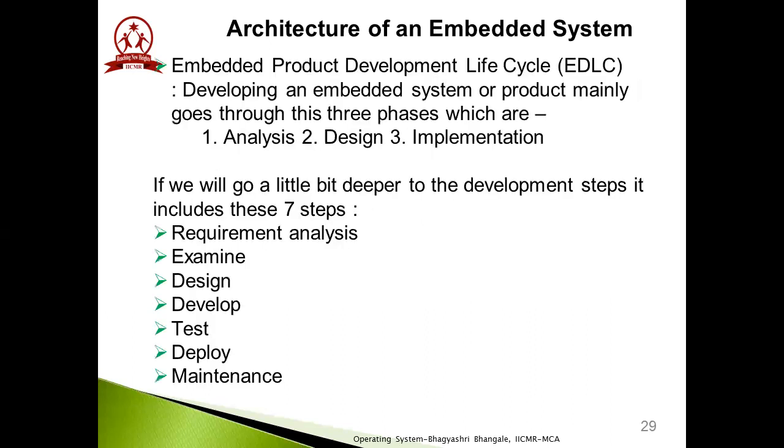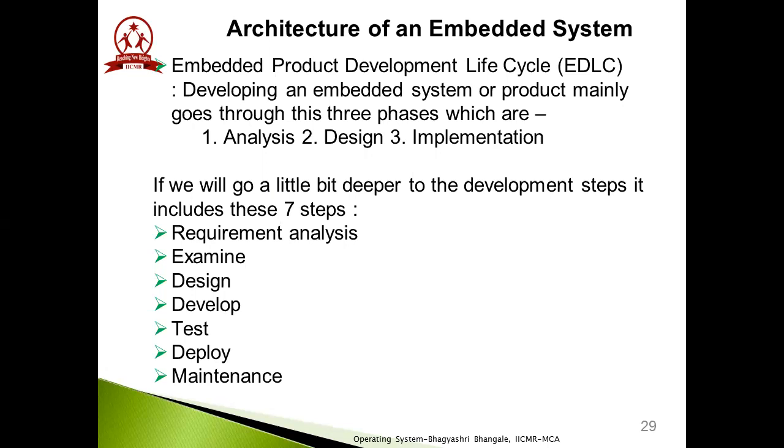Now, in the architecture of an embedded system, one life cycle is there that we call the embedded product development life cycle, that is EDLC. Developing an embedded system or product mainly goes through three phases: analysis, design, and implementation. Whenever any system or product is to be developed, it has these three main phases. First of all, analysis means whatever data are required for that particular system or product will be analyzed.